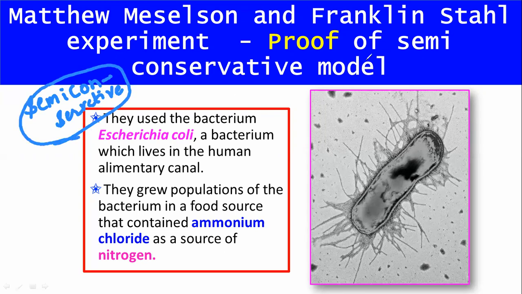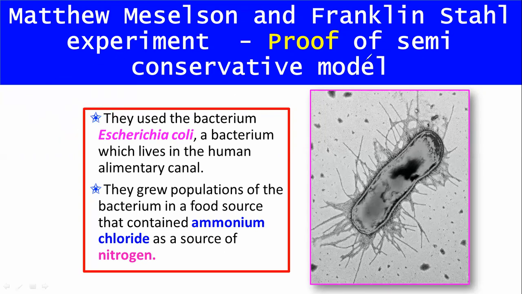We have these two very important names. You need to remember them. That was Matthew Meselson and Franklin Stahl. We also use their last names and we term it the Meselson and Stahl experiment. That's going to tell you the semi-conservative model of this.